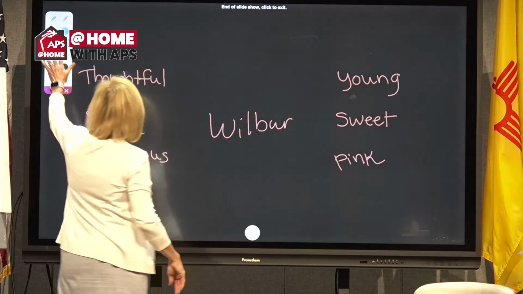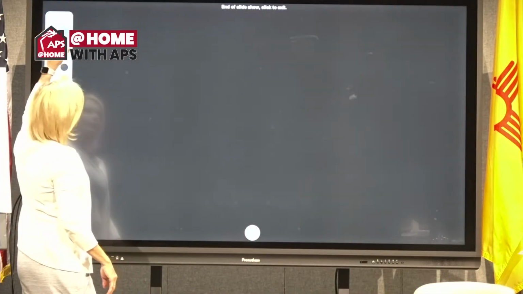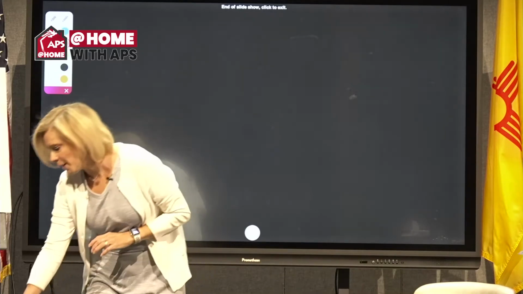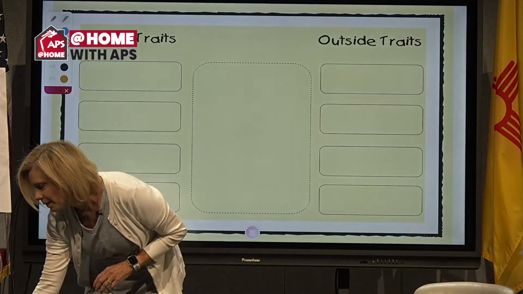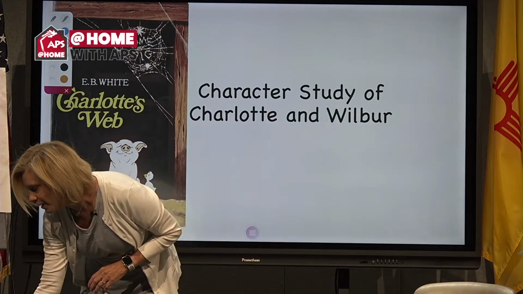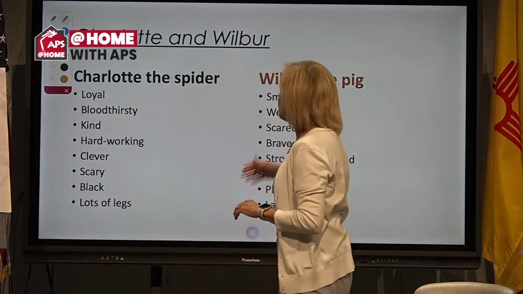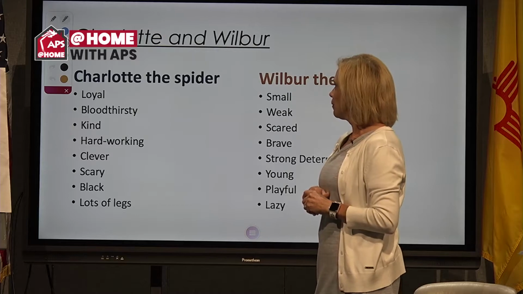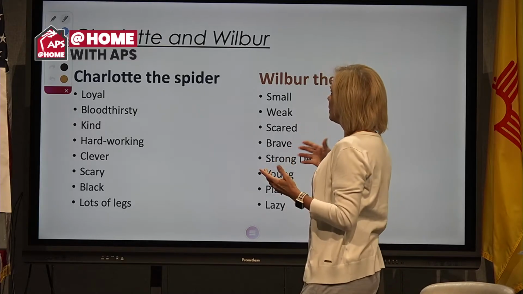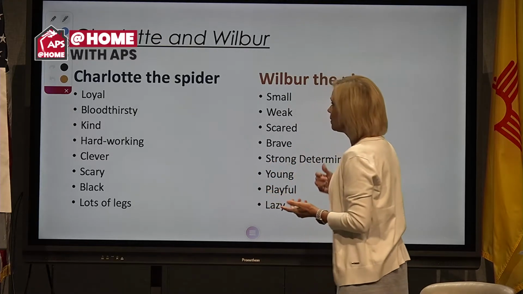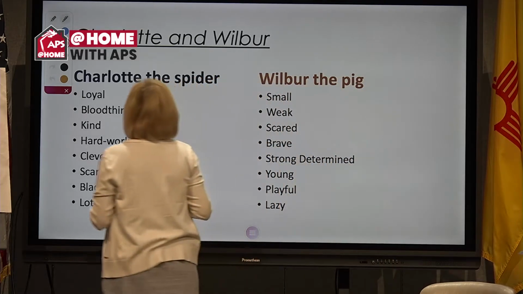Let me erase this over here. Let's go back and take another quick look at our friend Wilbur. And actually, I want to go back to this screen because I want to remind you of some of those character traits that we have, the list that we made. So we could go through these and we could label them as inside or outside.